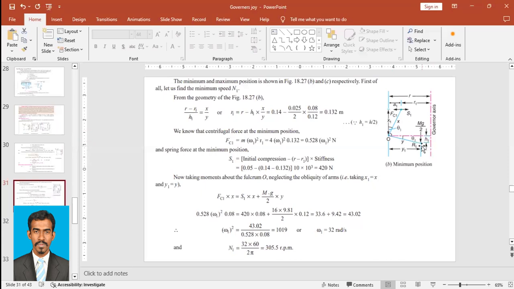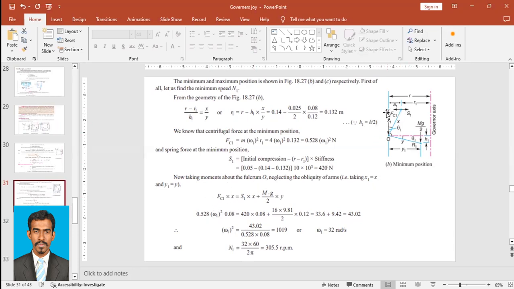We will usually neglect them if it is not provided. If it is explicitly provided, then we have to consider it. Since it's not provided, we can neglect them. So we'll neglect this obliquity effect and consider y1 as y and x1 as x. Now we'll put it in the formula for FC1.